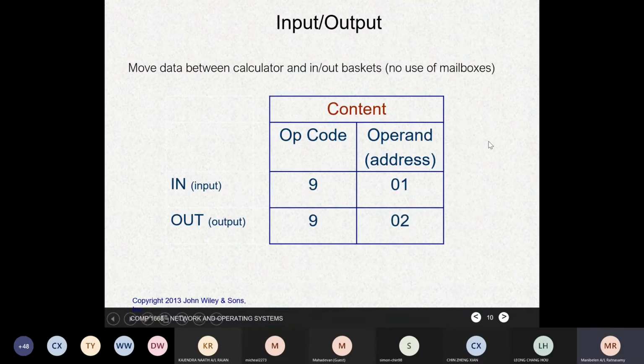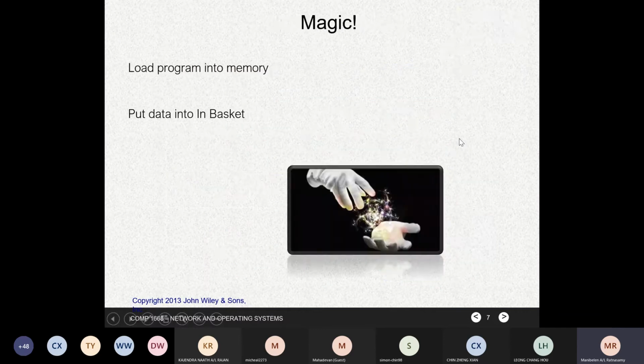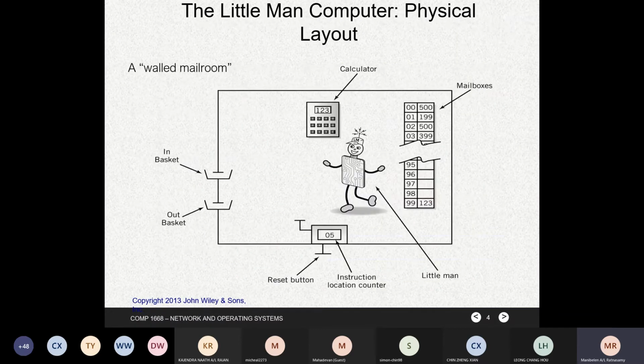All right, so here we have move data between calculator and input-output basket without using the mailboxes. If I go back to the LMC, what is happening now is between the inbox and the calculator. So this guy is going to do some tasks, moving data from inbox to calculator and maybe to the output. The operation is going to be over here, without involving the mailbox.